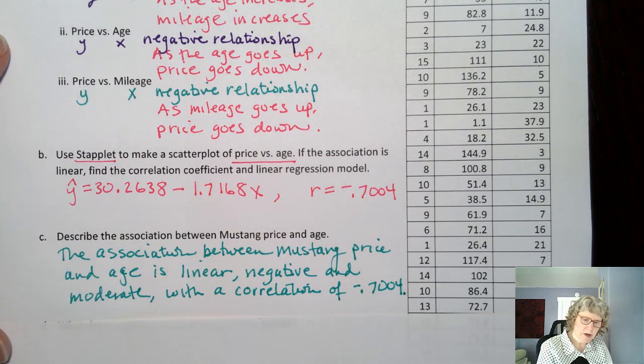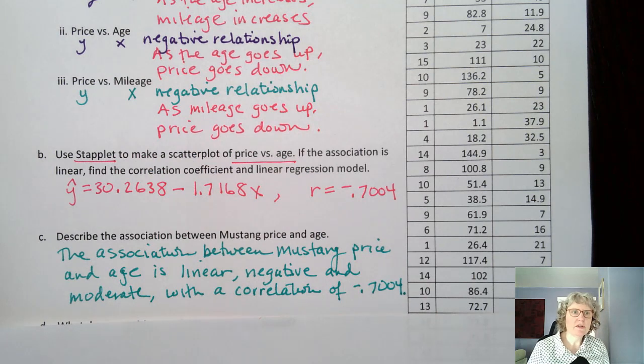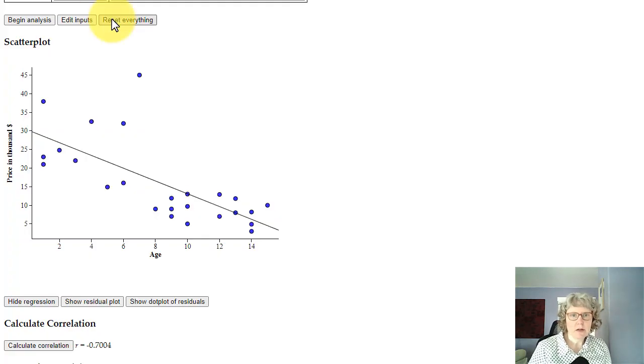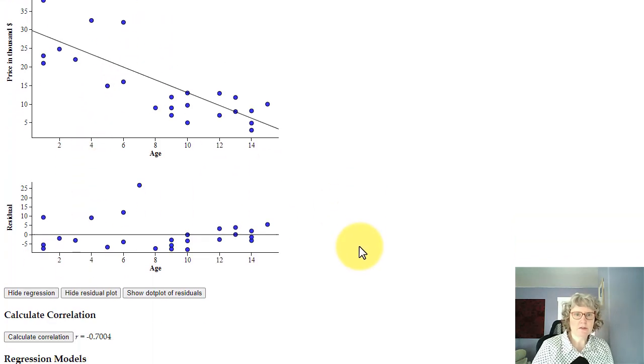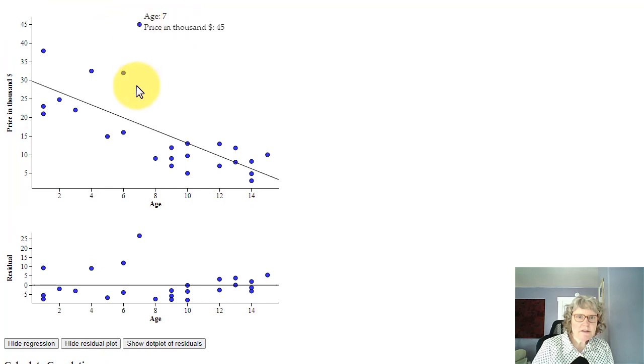Okay, and then I'm going to talk about any unusual features. So let's go back to the scatter plot for a second. I think I would probably just mention that one outlier. Sometimes outliers are easier to see in the residual plot as well. You can see that's the same point there, that 7-year-old, oh, actually, sorry, it was off the screen. This is the 7-year-old Mustang. And it does give you the value of the residual. That's really nice if we were using that. So I'm going to say the 7-year-old.